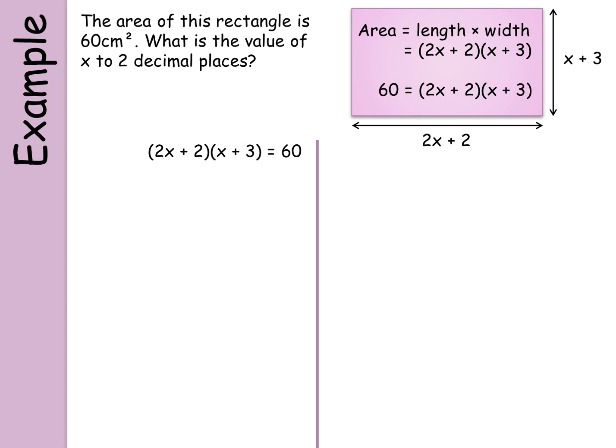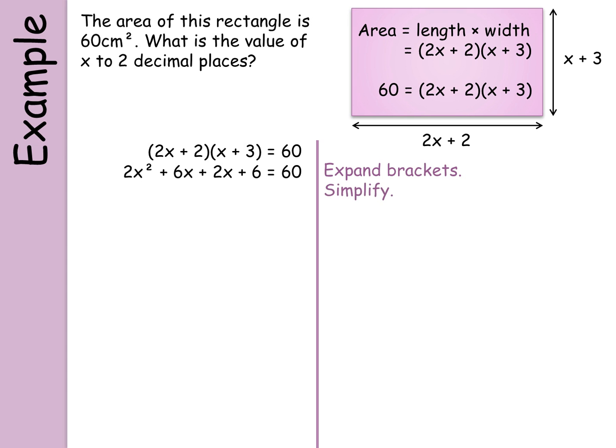Now when we use the formula, remember we have to have everything on one side of the equation. So we have to have ax squared plus bx plus c equal to 0. At the moment we don't have that. We have a quadratic on one side and 60 on the other side. So the first thing we need to do is expand those brackets. Using whichever method you're comfortable with, grid method, FOIL, or just by looking at it, expand those quadratic brackets to give us 2x squared plus 6x plus 2x plus 6 equals 60.